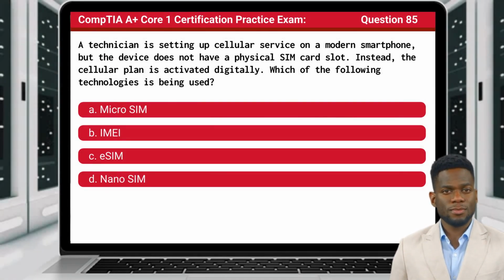Question 85. A technician is setting up cellular service on a modern smartphone, but the device does not have a physical SIM card slot. Instead, the cellular plan is activated digitally. Which of the following technologies is being used?